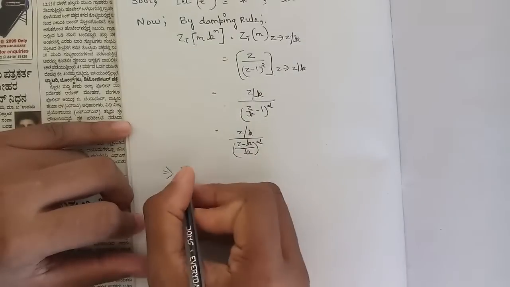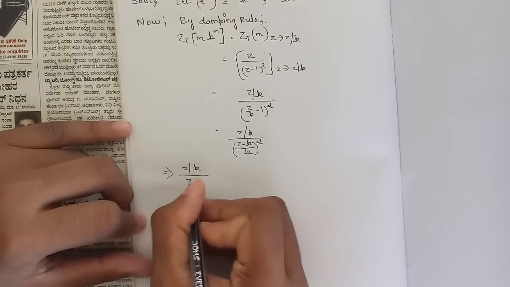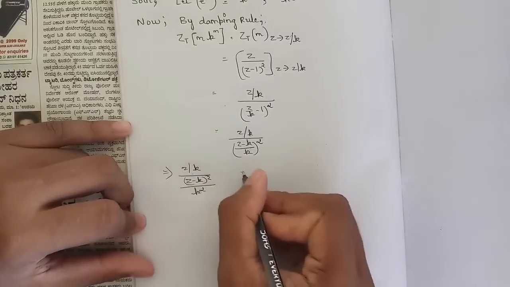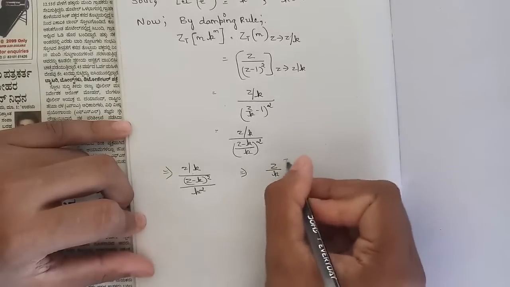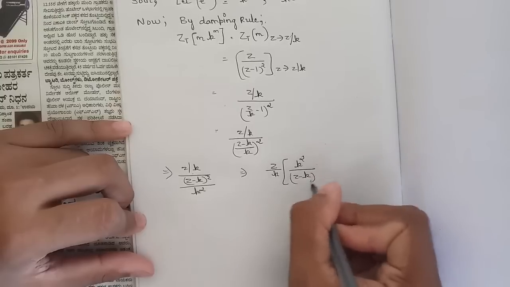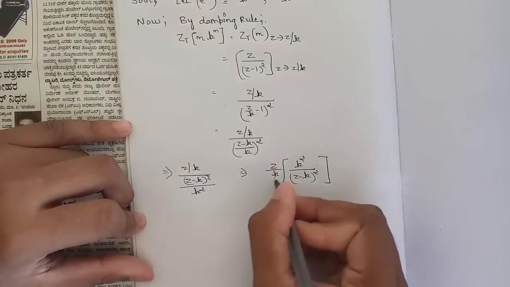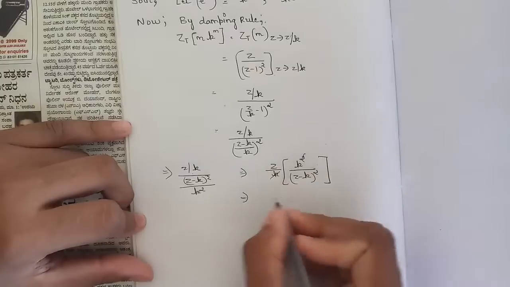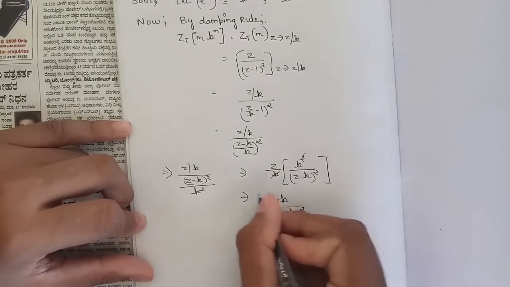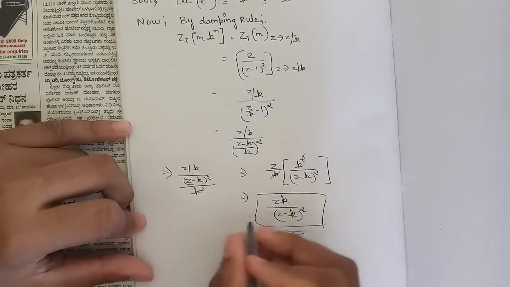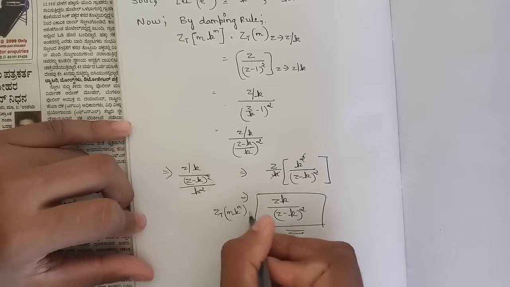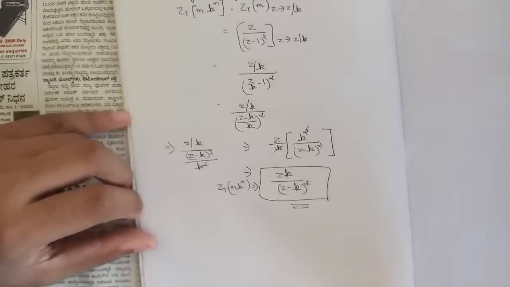So now split the powers inside the bracket. Z minus k whole square divided by k square. Now take the reciprocal. So this k square becomes the numerator, Z minus k whole square. Now cancel one k. So the remaining term is zk divided by Z minus k whole square. So this is the required Z transform of n into k power n. So the problem is not done yet.